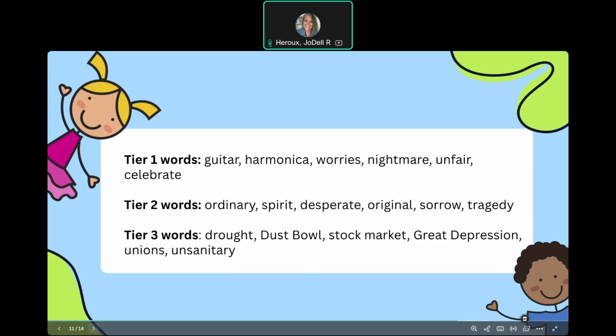And so there are many different words. You could potentially move drought up to a tier 2 word. To me, it seems more like a tier 2 word. Unions could be a tier 2, although when you think about the actual unit that these 5th graders were studying, unions make sense in terms of talking about the stock market, Great Depression, and the Dust Bowl.